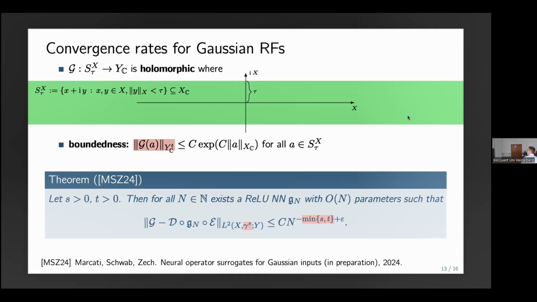So T, as before, just tells me how fast the coefficients on the output decay in this sense. And S tells me how fast the eigenvalues of the covariance of the Gaussian measure gamma S on X decay. And again, I just obtained this algebraic convergence rate where we do not observe the dimension anymore.